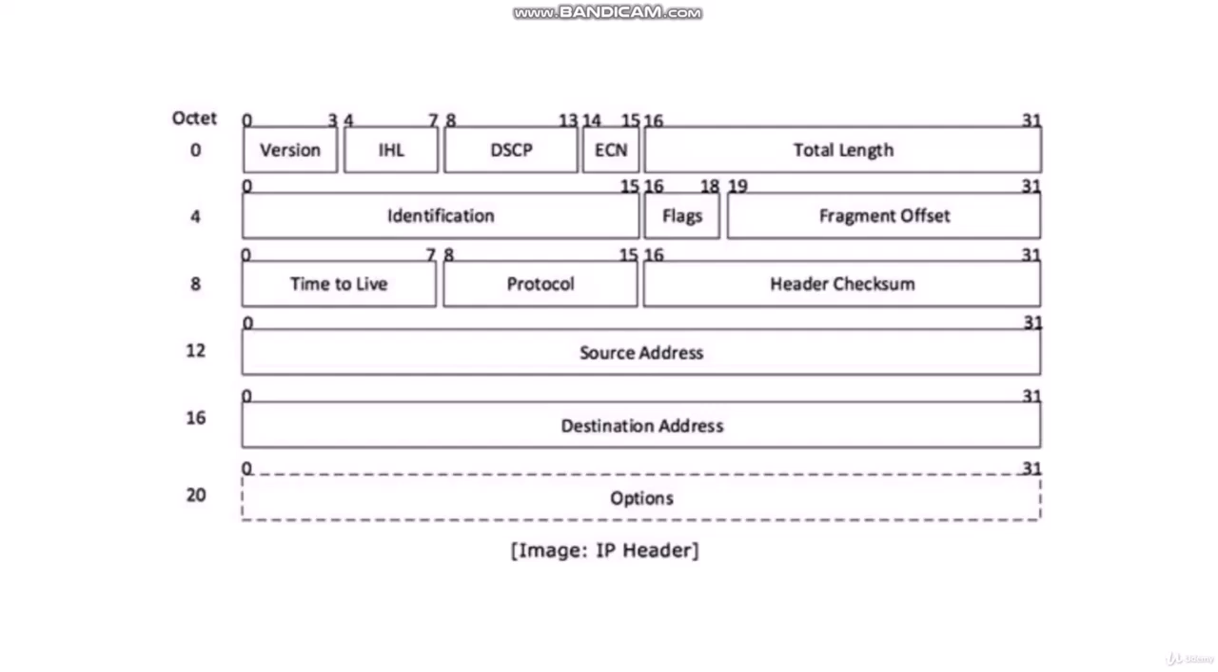Options. This is an optional field, it is not compulsory to fill. If the value of the IHL, that is header length, is greater than 5, then these options may contain values for options such as security, record route, timestamp, etc.